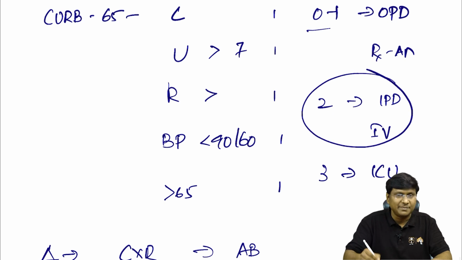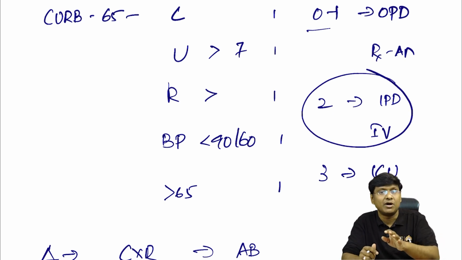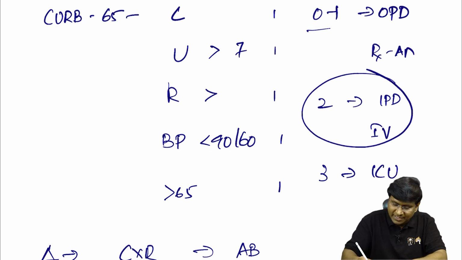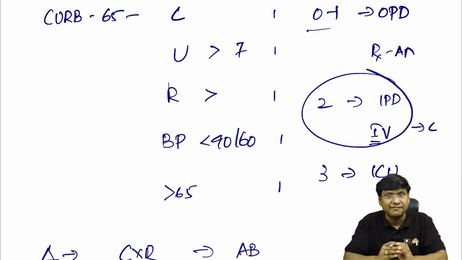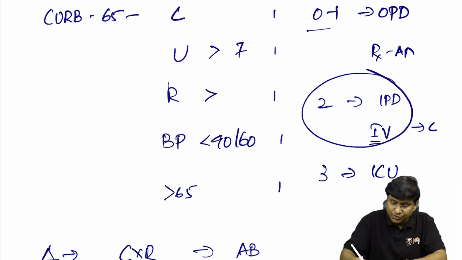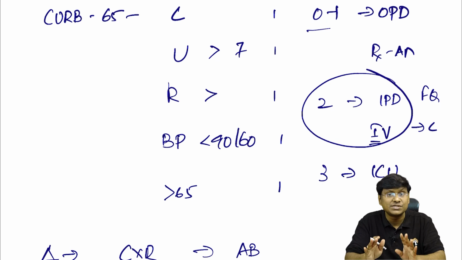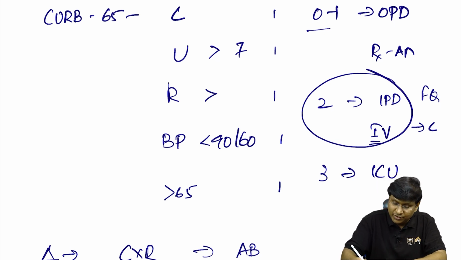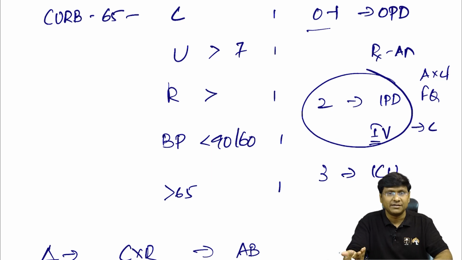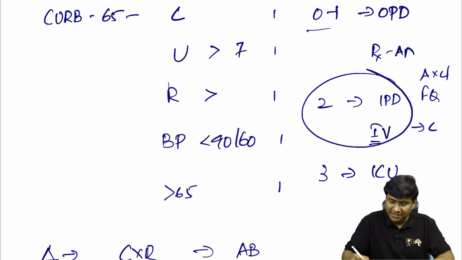Whereas for IPD treatment, these are considered to be moderately sick patients, so they have to be given IV antibiotics like ceftriaxone, right? Or you need to give fluoroquinolones alone, or you need to give amoxicillin with clavulanic acid, that is Augmentin. So this will be the IPD treatment.